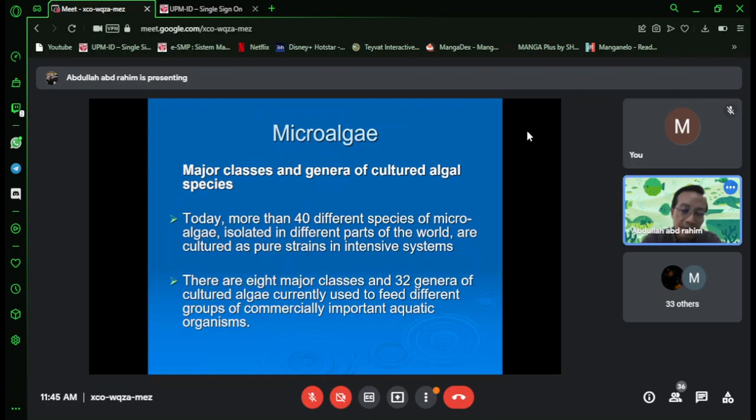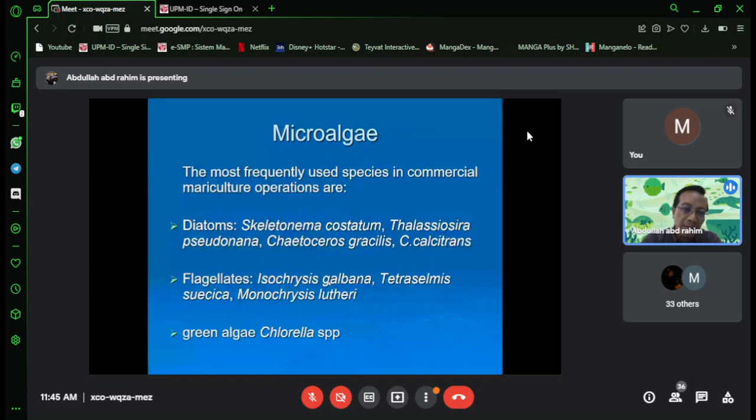Right, so these are the most frequently used species in commercial mariculture. Mariculture means what? Aquaculture in marine environment. So some people use the term mariculture. Mari means marine, seawater. Okay, so mariculture operations for your shrimp and your fish. Okay, marine shrimp, marine fish. So diatoms, you can use species such as Chaetoceros, Thalassiosira, all these things.